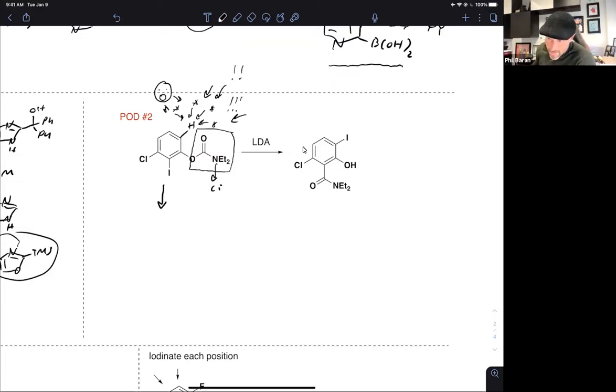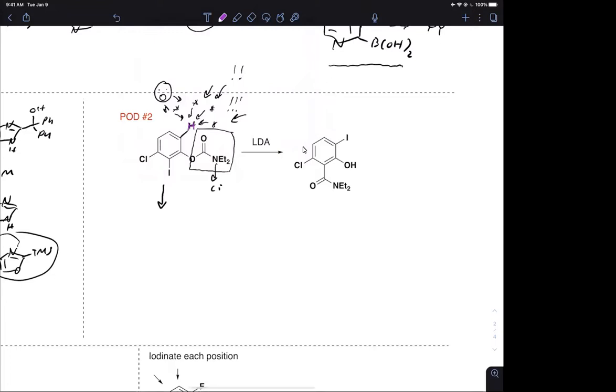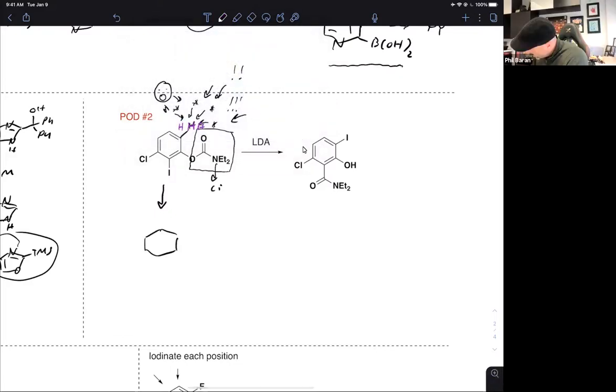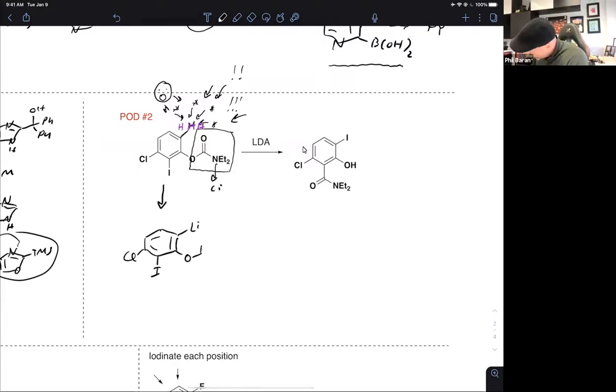Any thoughts on what might happen? The nitrogen would coordinate with lithium and the LDA would deprotonate the alpha proton. Brilliant. So we're going to get a lithium here. Lithium, chlorine, and now we've got that. Now you need to try to guide everyone here to how we're going to get this strange product at the end where the iodine has somehow magically moved over.